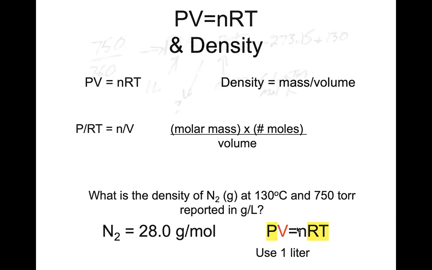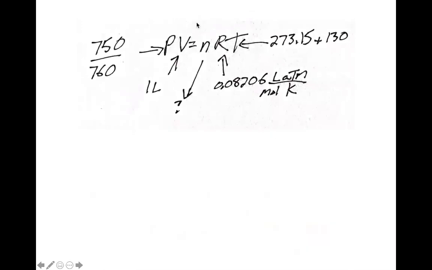So here would be my work for that one. Same kind of setup. You see a pattern for how I set these up. PV equals nRT. I've got the volume. I'm just assuming it's 1 liter. The pressure, I'm going to convert 750 divided by 760. That will turn this into atmospheres.